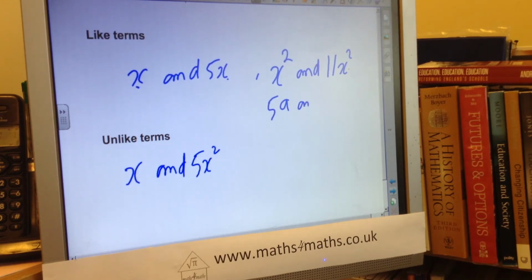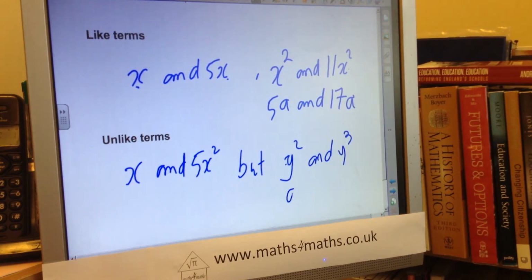5a and 17a are like terms. But y squared and y cubed are not. a and b are unlike terms.